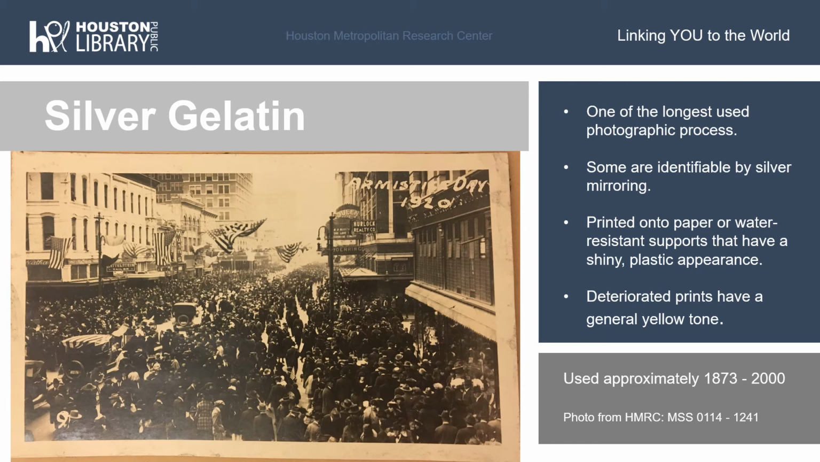Poor storage and handling for these photos can also cause the paper and gelatin layer of the photo to turn yellow, begin to become brittle, and crack. So it is important to keep photos out of direct light and in cool, dry storage areas.